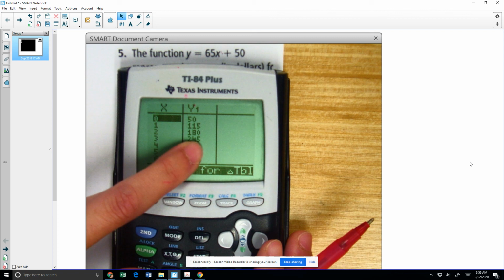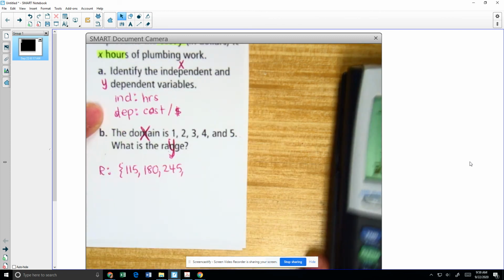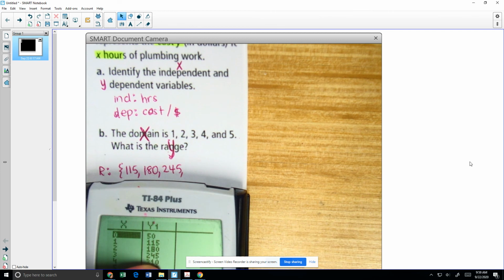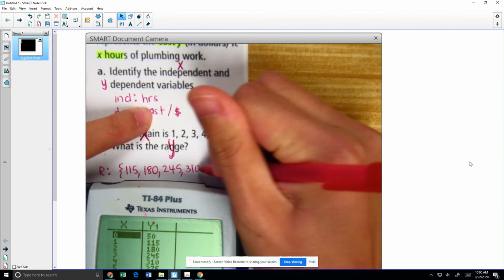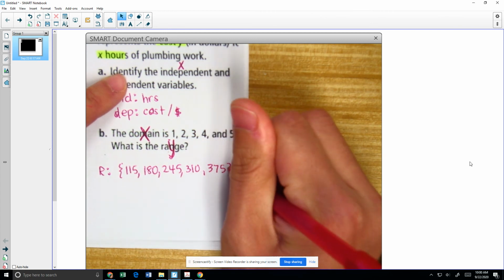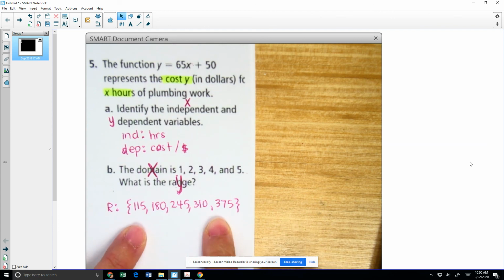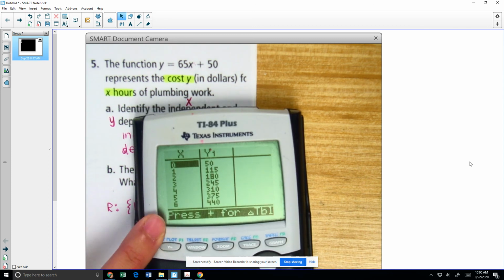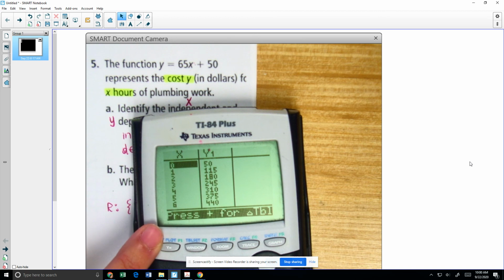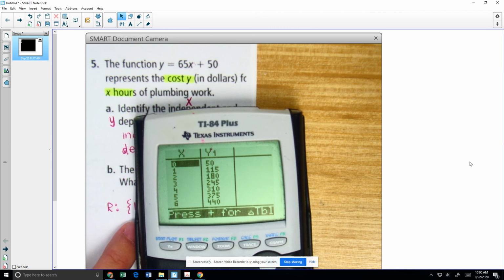So for 3, the answer is 245. For 4, the answer is 310. And for 5, the answer is 375. You can do it either way. You could do it the long way and plug it all in, or you have a graphing calculator, so why don't you just use the little tricks that you know how to use on a graphing calculator, if you remember this. I'll show you more of these tricks later. We'll be doing it on a daily basis, so it'll be easier for you to remember, okay?